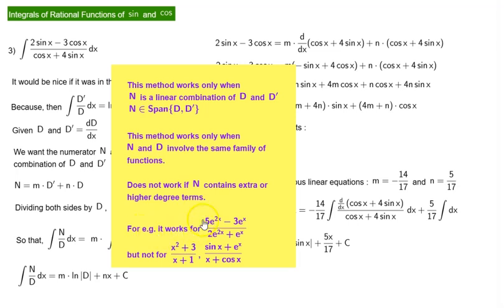So for example, it works for 5e to the power of 2x minus 3e to the power of x divided by 2e to the power of 2x plus e to the power of x. Same family of functions in the numerator and denominator. But not for x square plus 3 by x plus 1, because you have higher degree terms. And here, they are not the same family of functions. Just keep that in mind. So that was integrals of rational functions of sine and cos.